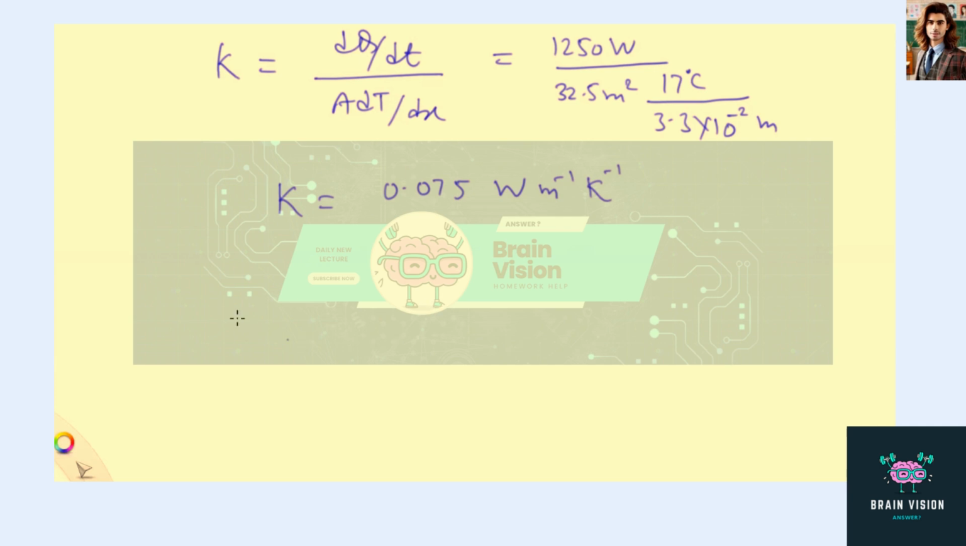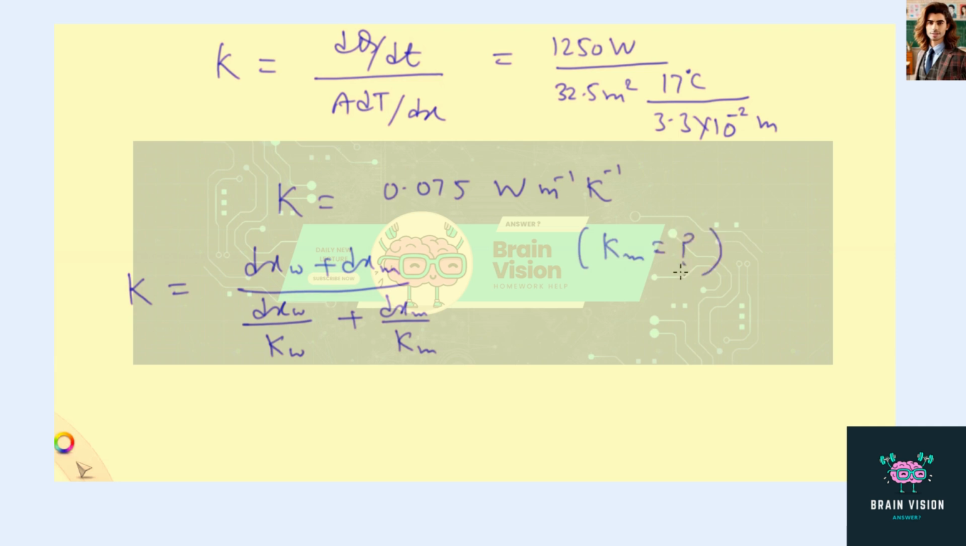So now in series combination, the overall thermal conductivity is given as dxw plus dxm divided by dxw divided by its thermal conductivity, means the thermal conductivity of wood, plus dxm divided by km, means the thermal conductivity of insulating material, which is missing. Actually, we have to find it.